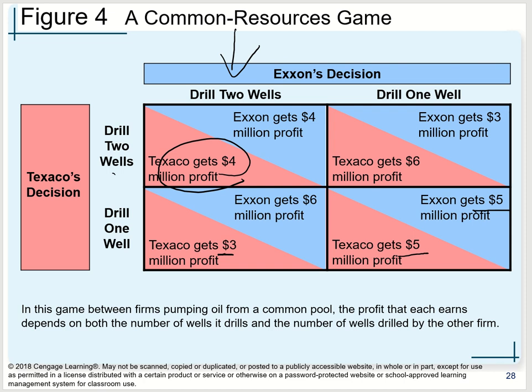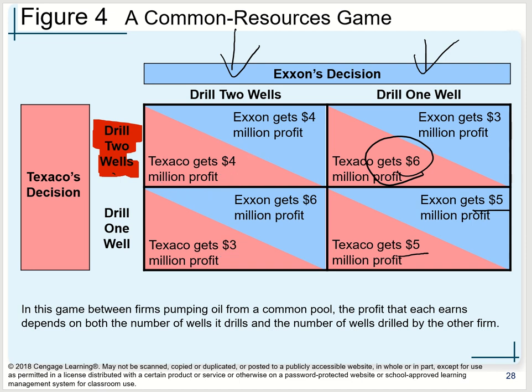If Exxon does one well, what should Texaco do? If Texaco does two, they get $6 million profit, but if they do one, they only get $5 million profit. So 6 is better than 5, which means for Texaco, doing two wells is a dominant strategy.